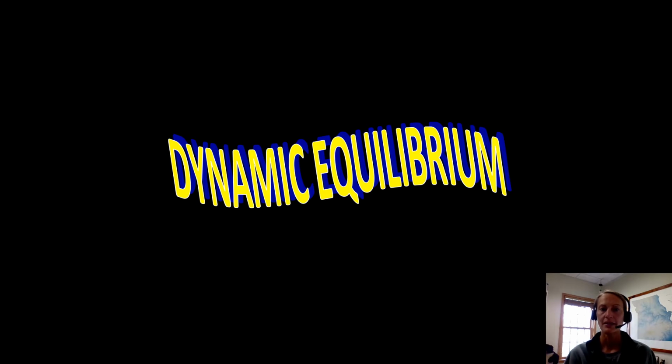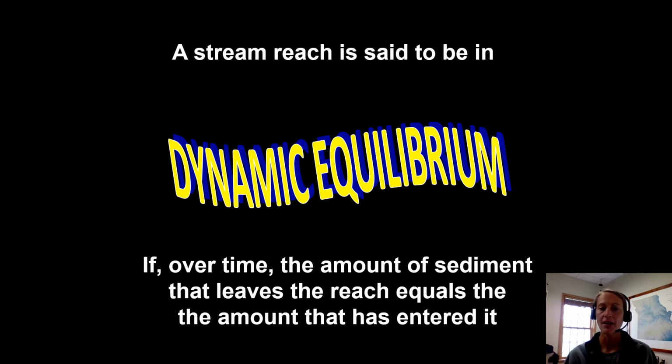The term dynamic equilibrium is often used to describe a stable stream reach. And the definition of dynamic equilibrium is if over time the amount of sediment that leaves the reach equals the amount that has entered it, again, it's considered in dynamic equilibrium. So basically, we all understand that you never step into the same stream twice. The water's not the same, the sediment has likely moved, and it changes over time. But if it's doing so in balance, then the stream can remain what we would consider stable.